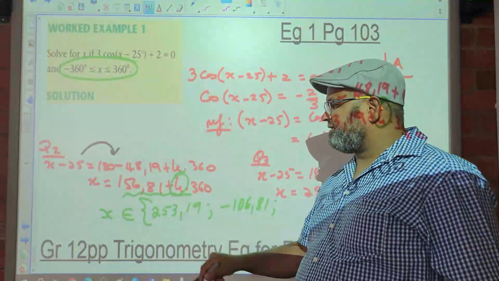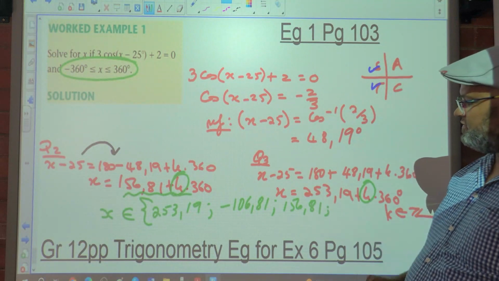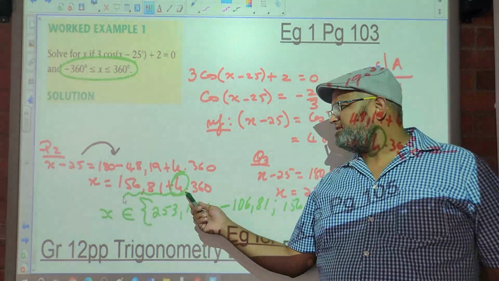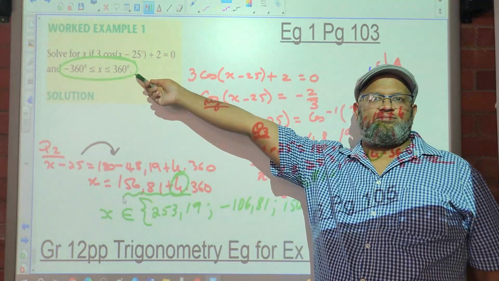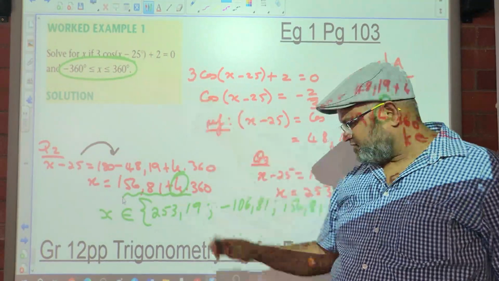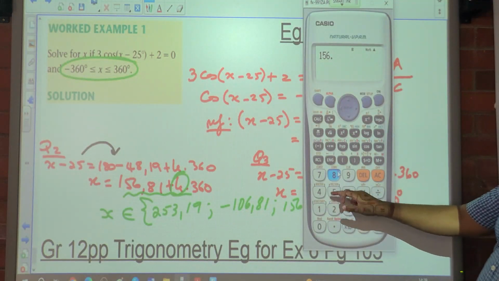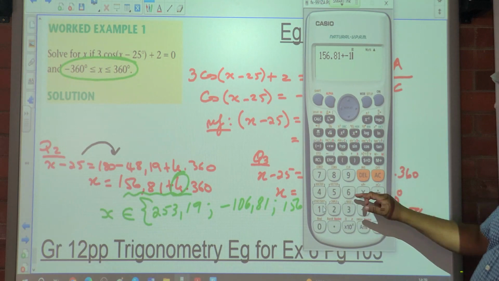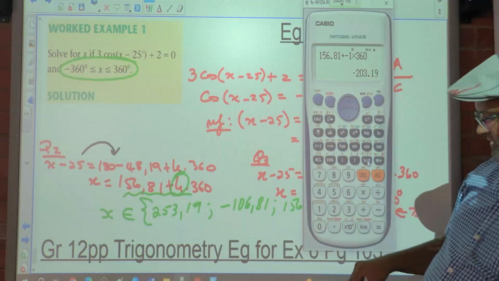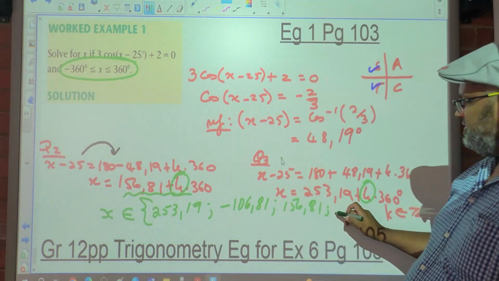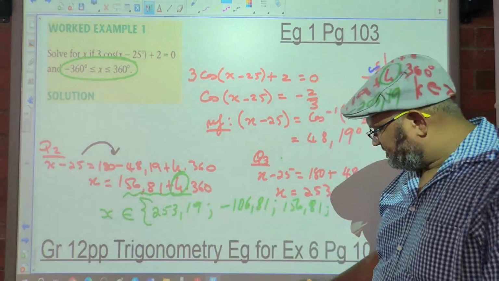If I put 0 through here, what am I going to get? 156,81. Not so? What if I put 2 in here? It will be 360 plus an angle, definitely out of the range. So what do I do now? Negative 1. So we put 156.81 plus negative 1 times 360. We get negative 203,19. Is that in that range? Yes. Negative 203,19.